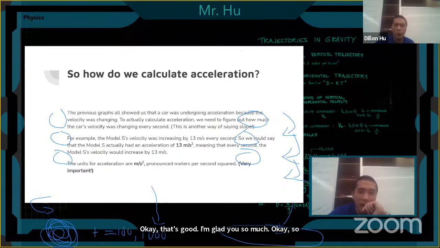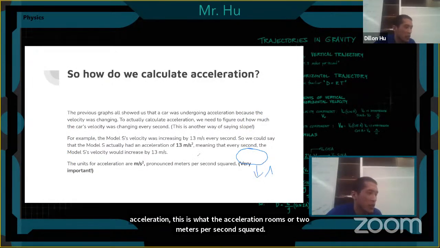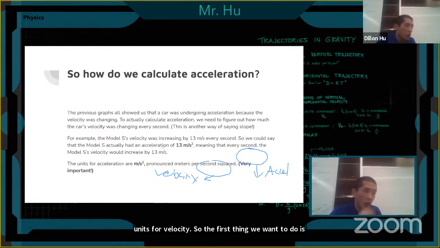What I wanted to reiterate is that on this previous slide, this is my acceleration. This is what the acceleration means: 13 meters per second squared. This is my units for acceleration, and this is my units for velocity. The first thing we want to do is make the distinction between acceleration units and velocity units. One of these is meters per second squared, one of these is meters per second.